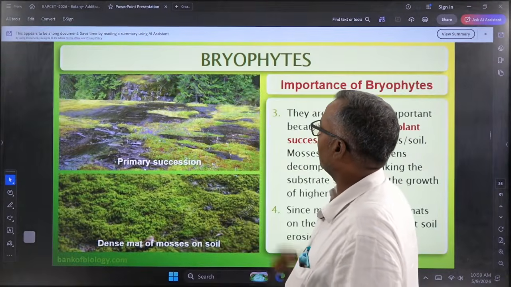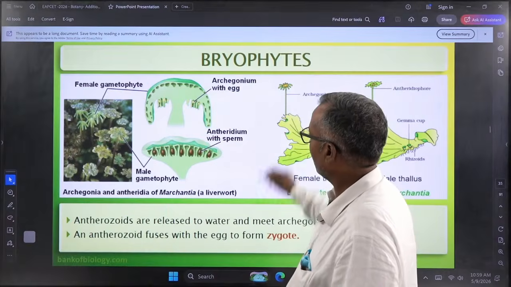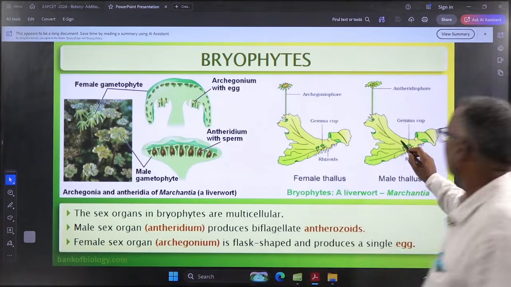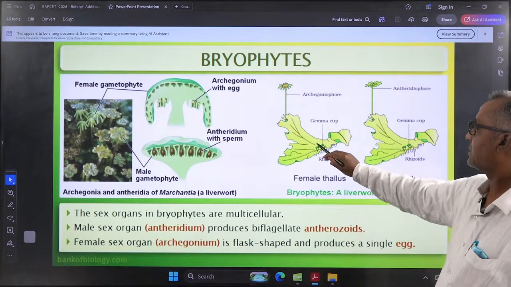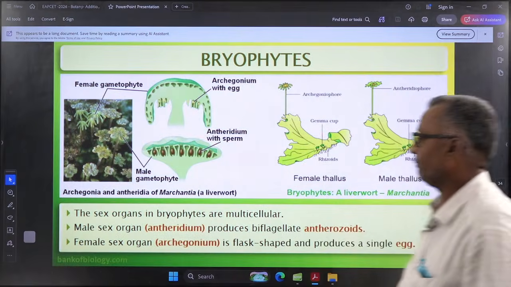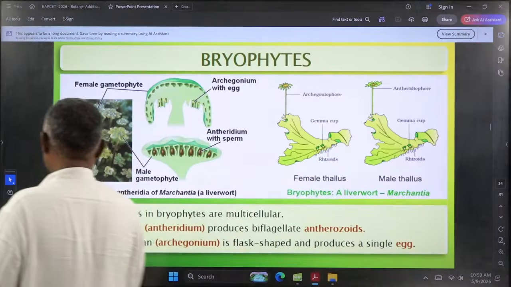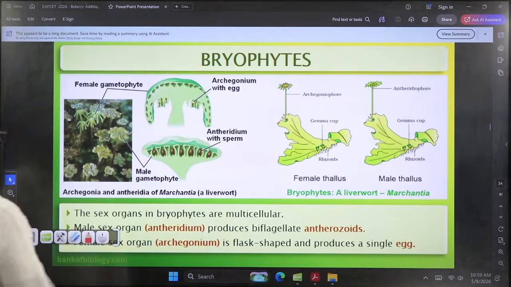See, this is the liverwort body. You can see here, this is Marchantia. Marchantia has the thalloid plant body. The plant body is thalloid. Understood?